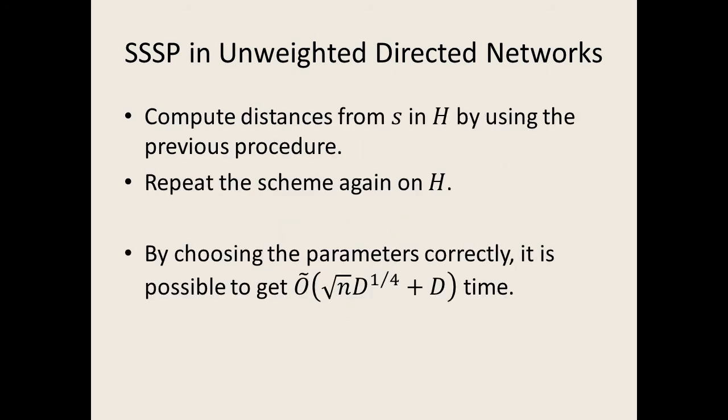So we have an overlay network in which the minimum edge weight is at least h, and we want to compute distances from S. For this we can use the previous procedure, or we can even do better by repeating this scheme again on H. That is, we can sample another set of vertices and compute distances from them and so on. By choosing the parameters correctly, we can get the following running time.